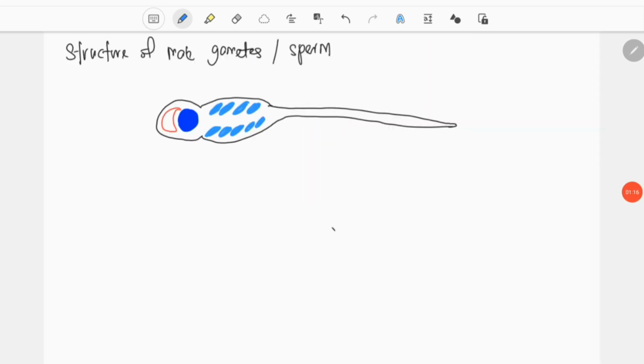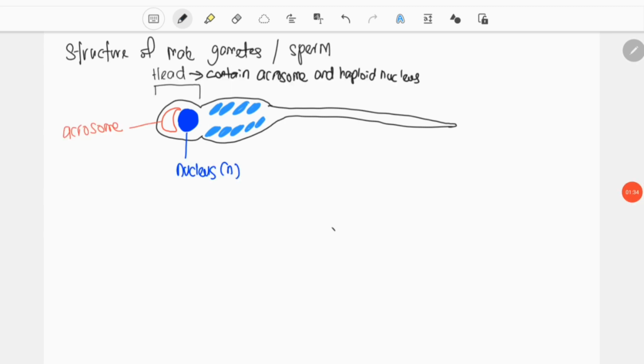So next kita tengok structure of the male gametes, iaitu sperm cell. So in total there are 4 different parts of the sperm cell yang awak kena boleh identify dan label, and then state the function for each of the component. So the first component is head, kepala. So kepala, the function is to contain a chromosome and haploid nucleus.